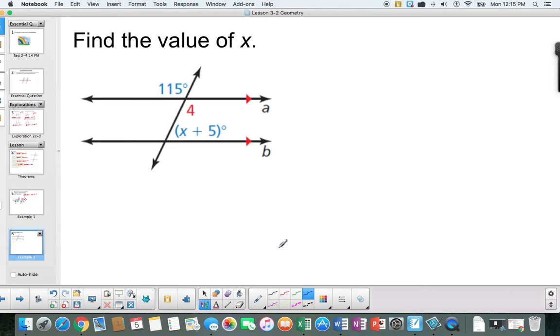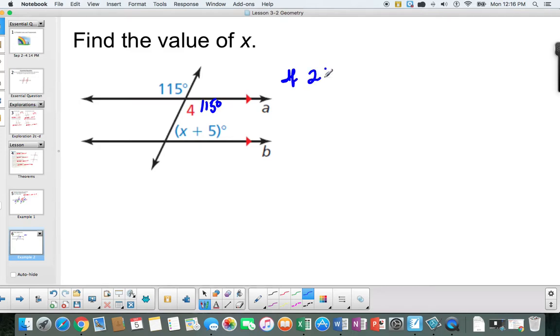All right, let's take a look at this. We want to find the value of x. I can see that these are vertical angles, so I know that this angle right here will be 115 degrees. And I see these two angles, and I see parallel lines.